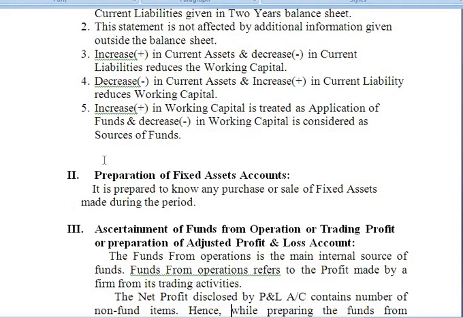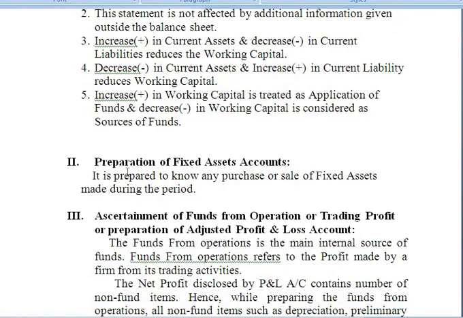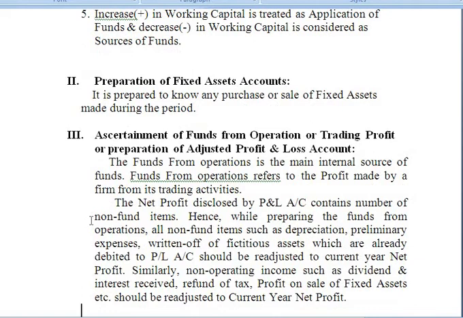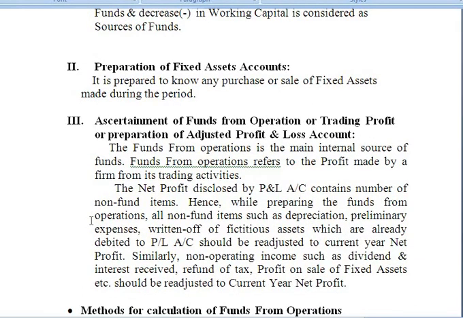Okay, and the third one is, here in second step we need to prepare the ledger account of fixed assets, and this will help us to understand whether there is an increase, that is purchase of fixed asset, or there is a sale of fixed asset. Okay, third step is ascertainment of funds from operation, or it is also called trading profit or preparation of adjusted profit and loss account.